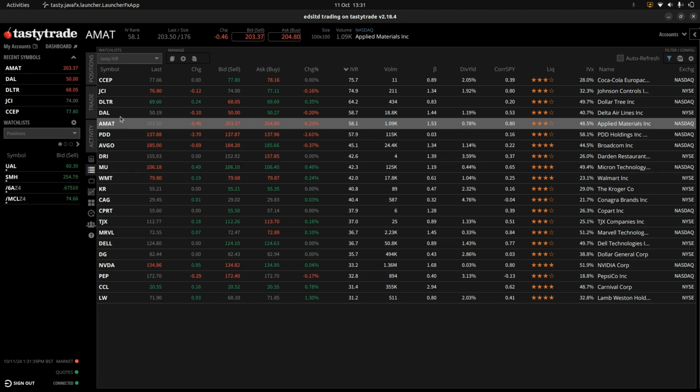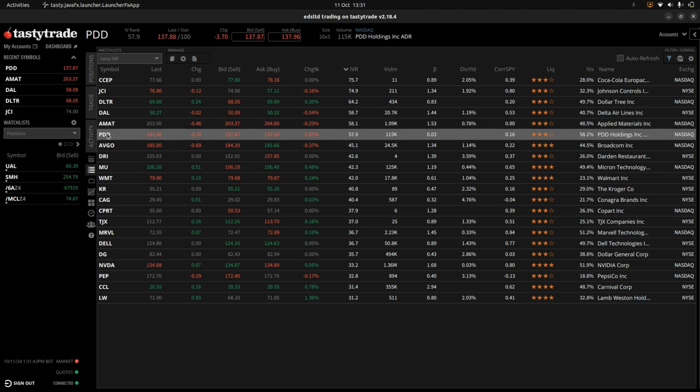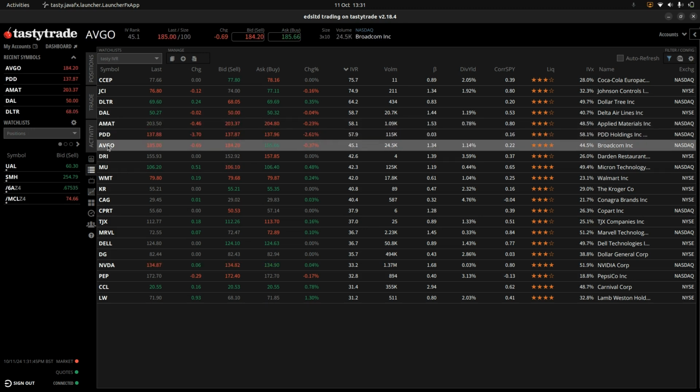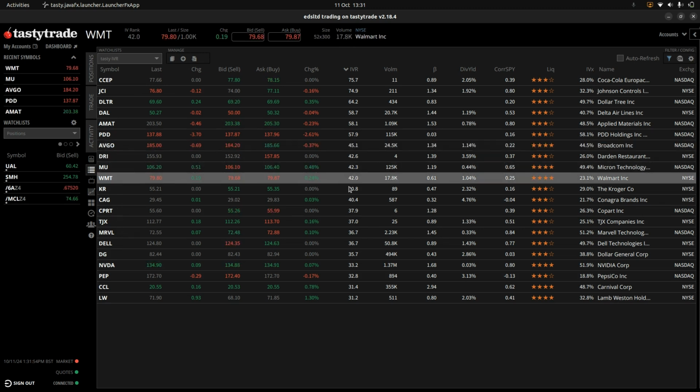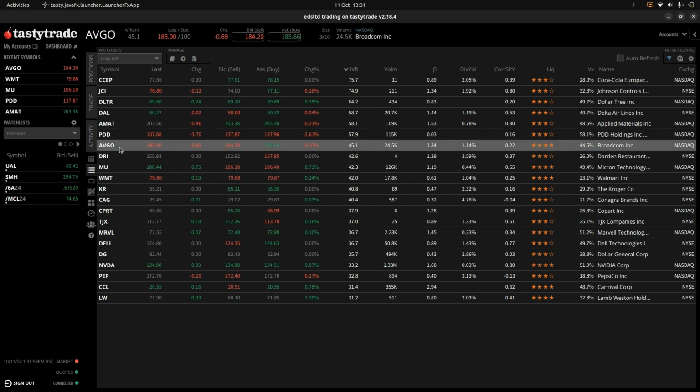So we've got DAL, AMAT with an IV rank of 58.1, PDD, AVGO. I do like trading AVGO. We've got MU, Walmart. We are starting to drop in terms of the IV rank, so I think we'll just come up a little bit, and I think the cutoff point here will be AVGO.